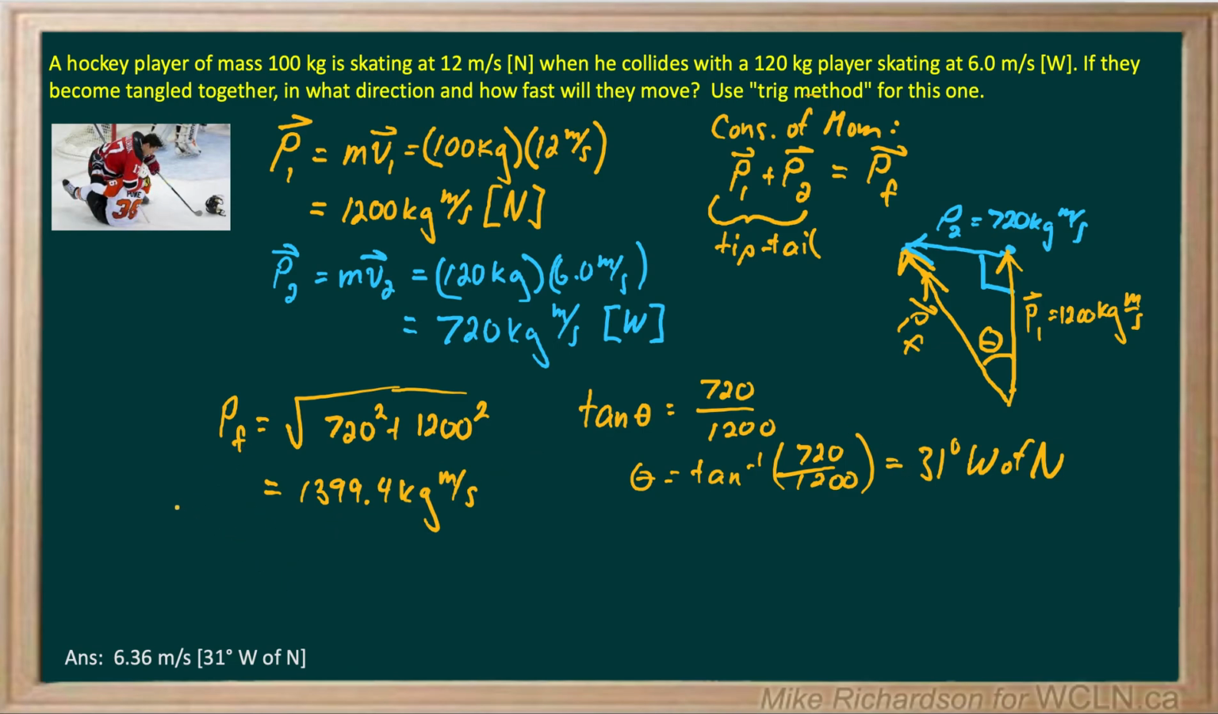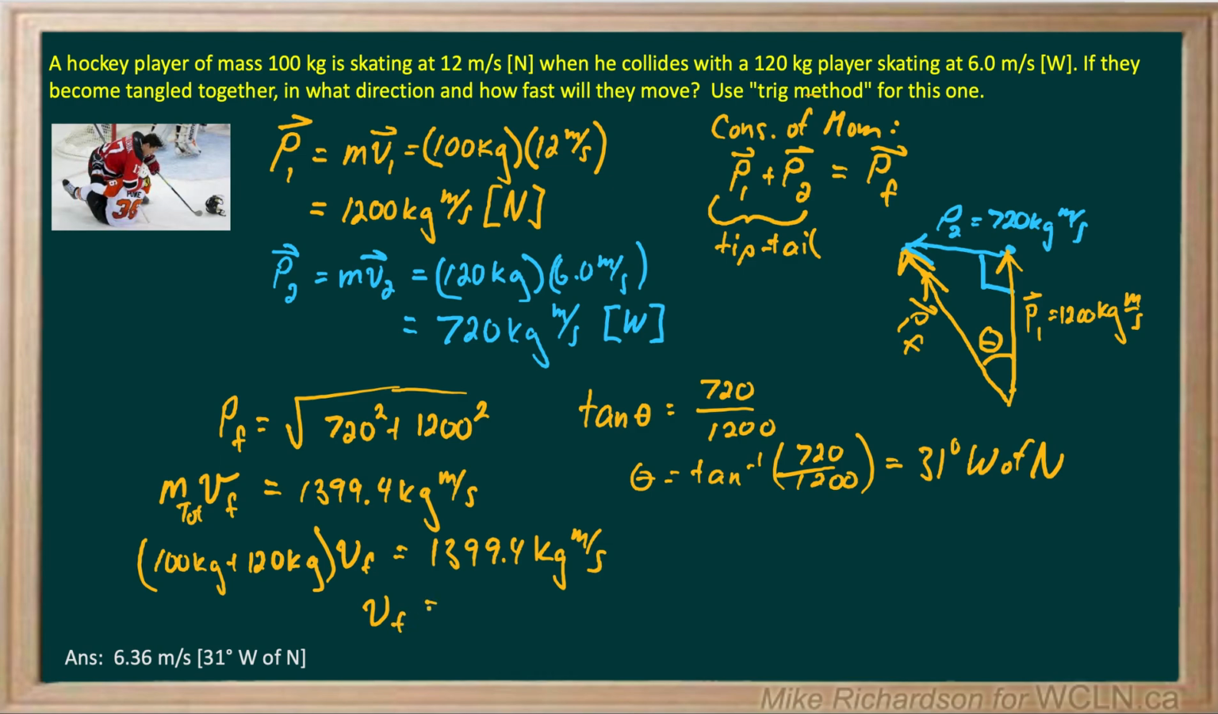So remember, momentum is mass times velocity. It's one big mass, so this mass here will be our total mass. So our mass will be 100 kilograms plus 120, it's all clumped together, times V final, which is what we're looking for. All of that will equal 1399.4. Solve it for V final, and I get 6.36 meters per second. And we know the direction already, at 31 degrees west of north.